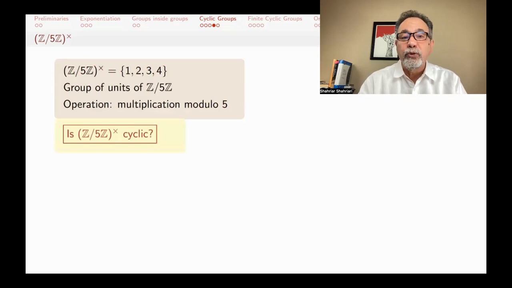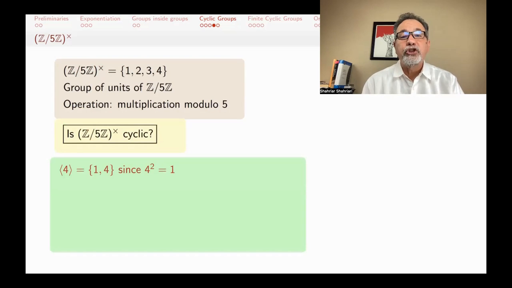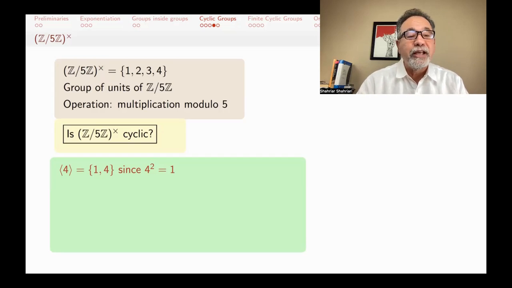Is this a cyclic group? You might start with 4. Does 4 generate this? But if you look at powers of 4, you see that 4 squared, 4 times 4, well, it's 16 in our world, but if you do modulo 5, you get 1. 4 squared is already the identity. The identity of this group is 1. And if you look at any other powers, you either get 1 or 4. Well, if you look at inverses, the inverse of 4 is 4. The inverse of 1 is 1. This is already a group. 1 and 4 is a group, and it's not the whole group. So 4 did not generate this group of units.